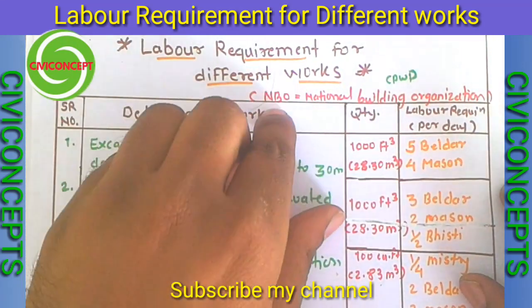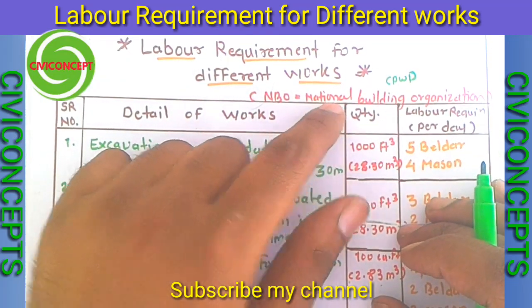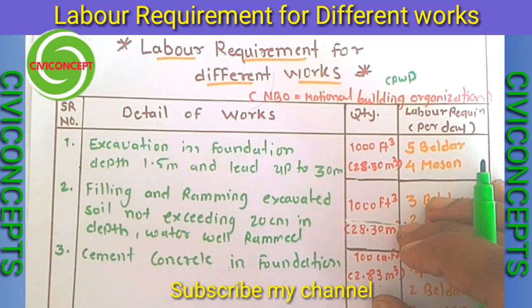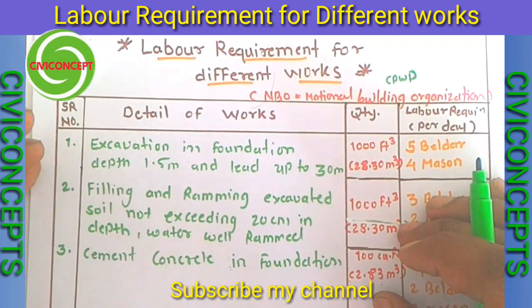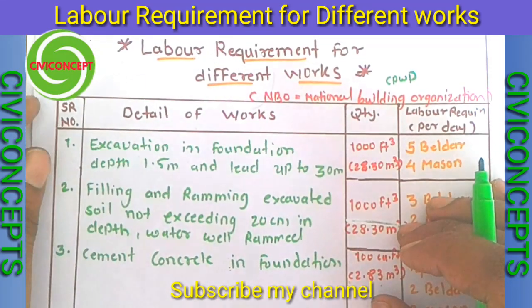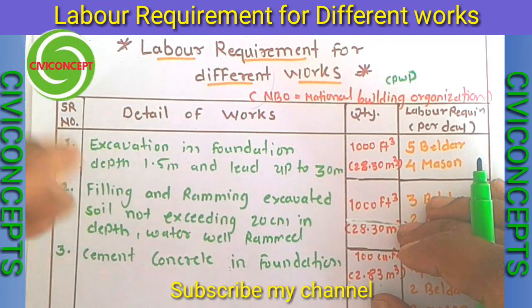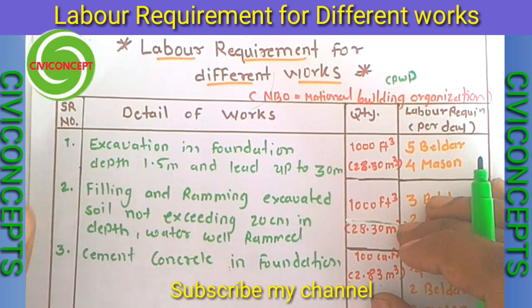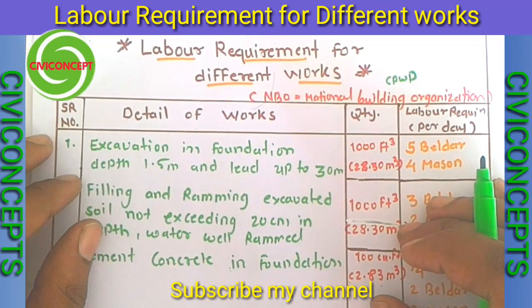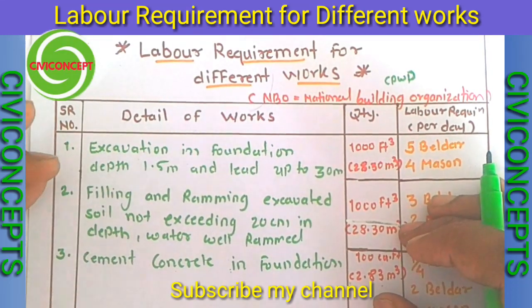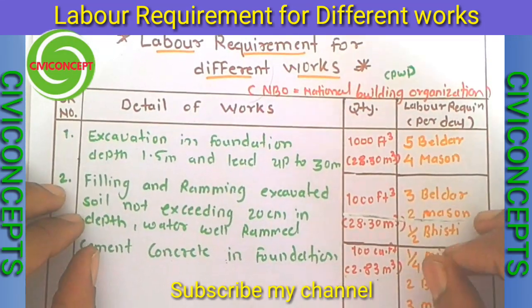It is given by the NBO, the National Building Organization. It publishes the revised rate of labor and rate of material every year in the NBC code, the National Building Code. You can also get the data from the CPWD department, and also at the district level you can get the SOR for collecting this type of data, that is the number of labor required. So in this video I will show you the major items of work and the labor requirement for them. So let's start.